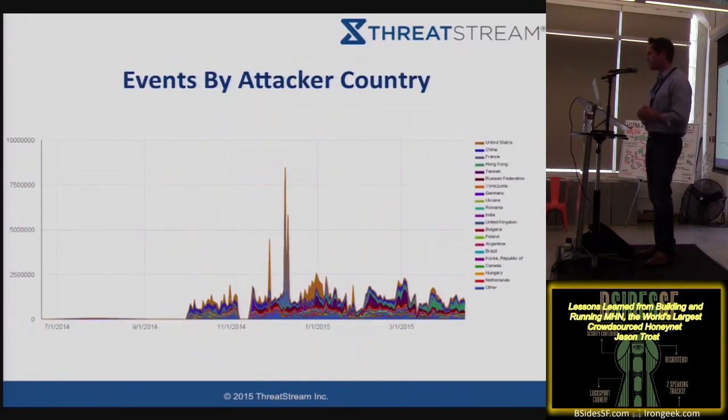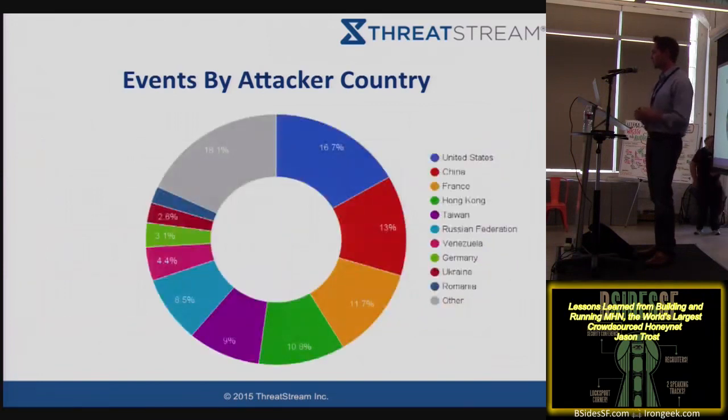Events by attacker country. Not surprisingly, the US is number one. China's number two. France, Hong Kong, and other major countries follow. Notice the RFC 1918 spike is gone here because these are all events where we could correlate with IP geolocation. Here are events by attacker country, the same sort of information, just displayed differently.